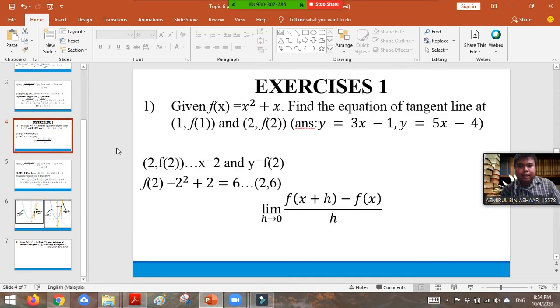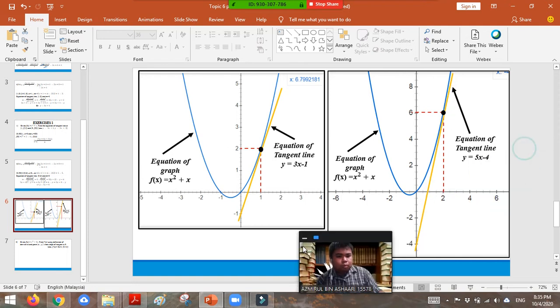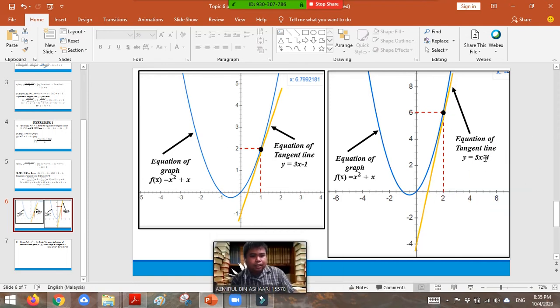Okay, next you want to find at the point (2, f(2)), which is the point (2, 6). So the point (2, 6) is here, and this is the point, and this is the tangent line, which is y equal to 5x minus 4. Okay, this is one point, and this is the other point.